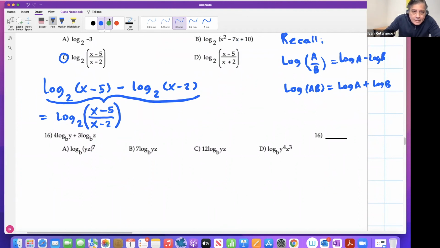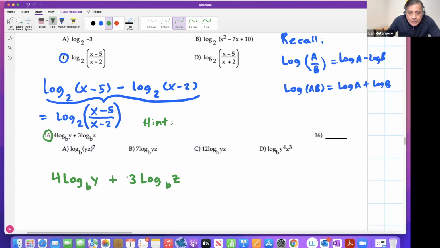Let's try this. Can you rewrite this whole expression as a single log? It'll be challenging, but I think you will be able to handle it. I will give you some hints. Use the hint. There is this number 4, this number 3 there that we have to take care of before doing the condensation. So hint, use power rule backwards first.